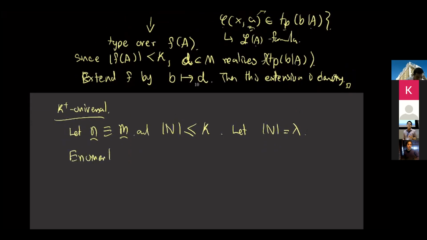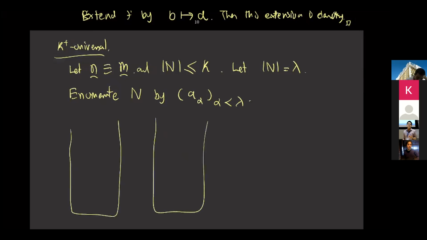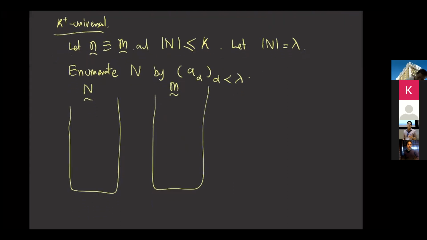So what we're going to do first is enumerate N by a_alpha for every alpha that is less than lambda. So we're going to enumerate this guy here. And what we're going to do next is, we're going to have N right here, and we have M here, right? So we're going to construct an elementary embedding from N to M, right? So this is what we want. We want to construct this f.